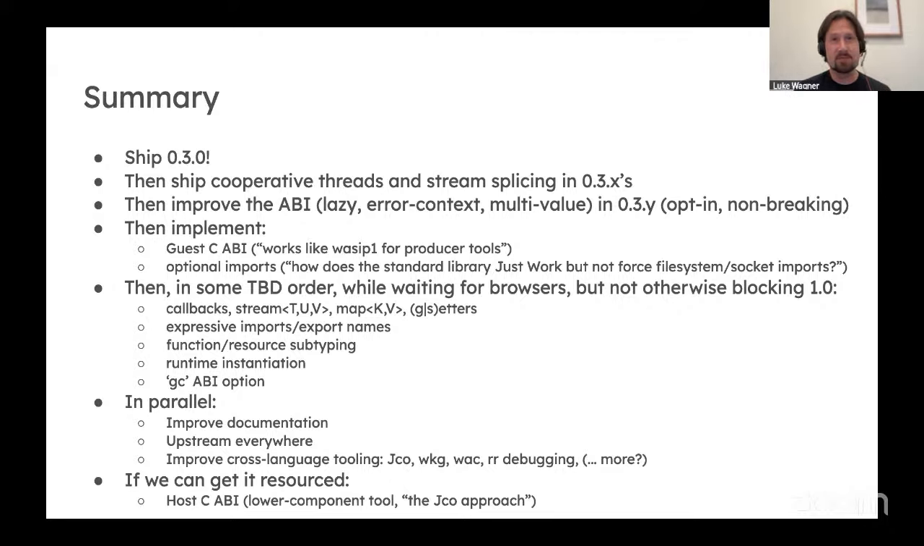And optional imports, which pairs really well with the guest ABI because it gives us a really clean answer for what to do in my standard libraries if I want to be able to target components of any world and not force everyone to import file system and sockets all the time. But still, I want things to just work. Optional imports gives us that answer.